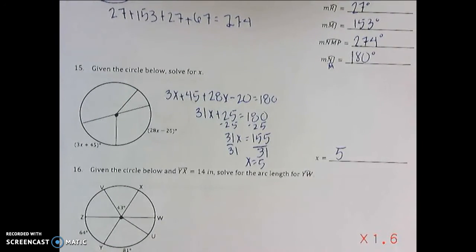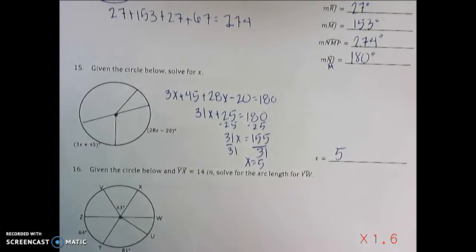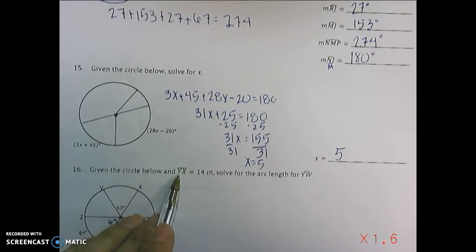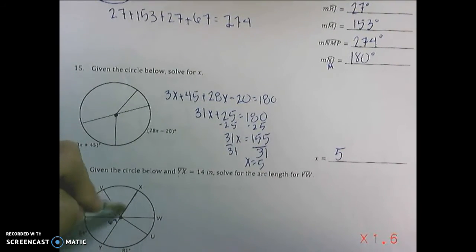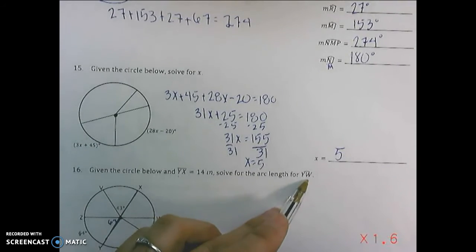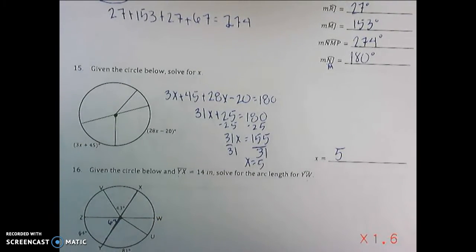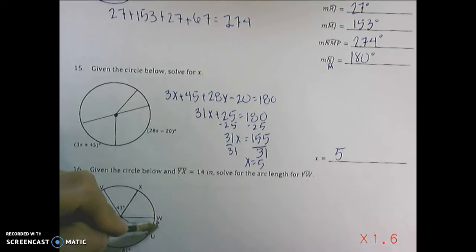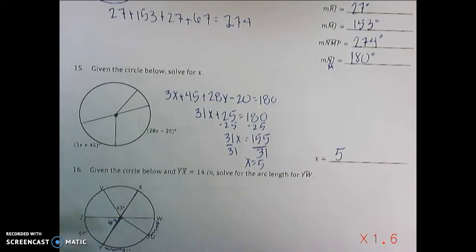All right, so let's go ahead and solve for some measures here. I know this is 64, so I'm going to write in that that's 64. I also want to solve for YX, which is this entire length. Oh, actually, just kidding. I know that YX is 14. I want to solve for the arc length YW. So YW is all the way from here to here.